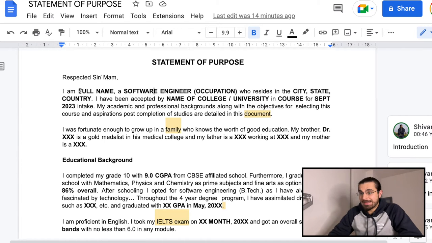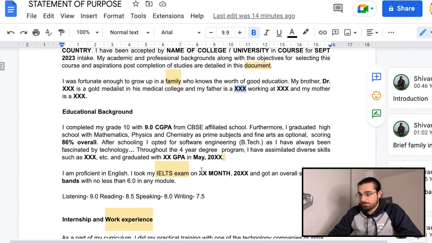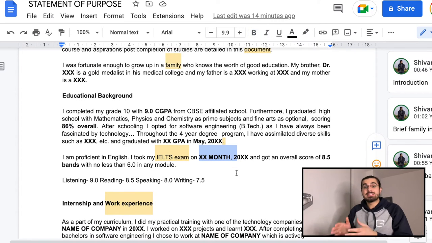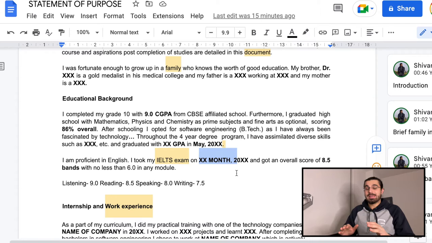Now, one last thing to notice about the format before we dive into the actual content of the SOP is that a lot of places are bolded. For example, full name, your occupation, city, state, country, etc., and all these X marks, and also these months and everything. These are bolded just so that you know that these are placeholders and you can replace them with the relevant information that pertains to you. But again, I'm saying don't copy this SOP. This is just an example. Modify it based on your personal experience and your professional goals and your personal goals.